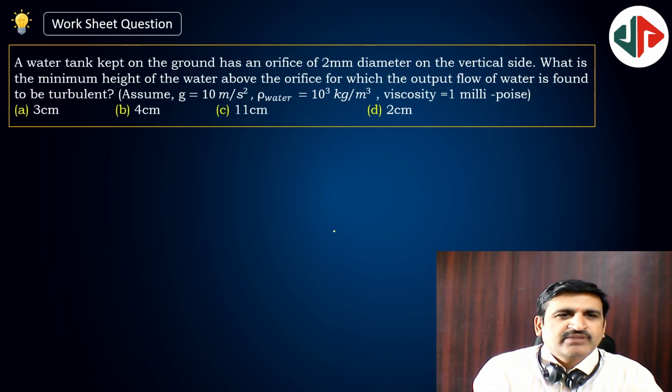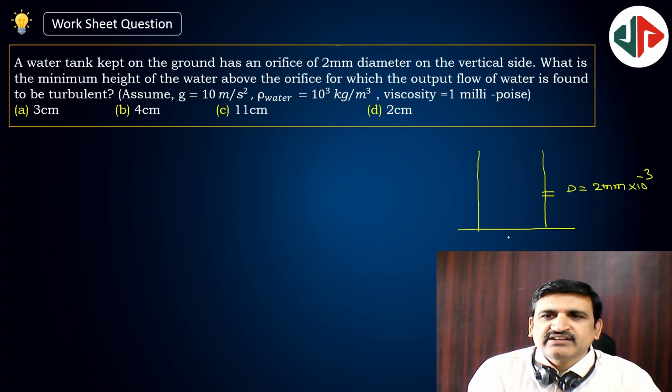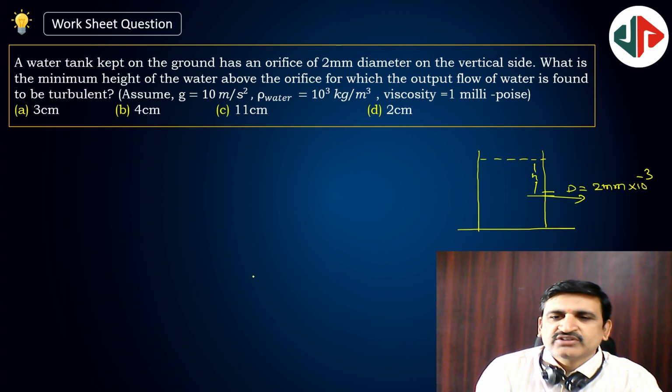Water tank kept on the ground has an orifice, diameter D is equal to 2 mm. Unit conversion, 10 power minus 3. And on the vertical side, what is the minimum height of the water? So obviously density is known for us. Minimum height. Output flow of water is found to be turbulent. Output flow of water should be turbulent.